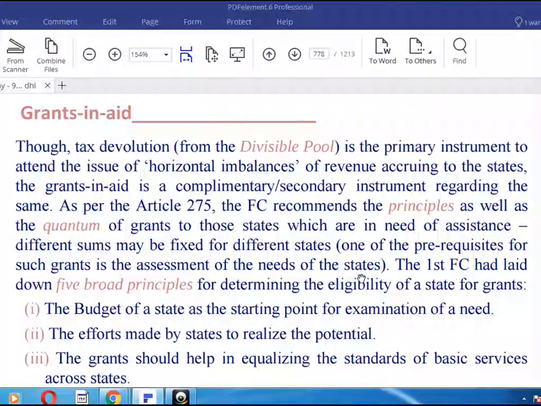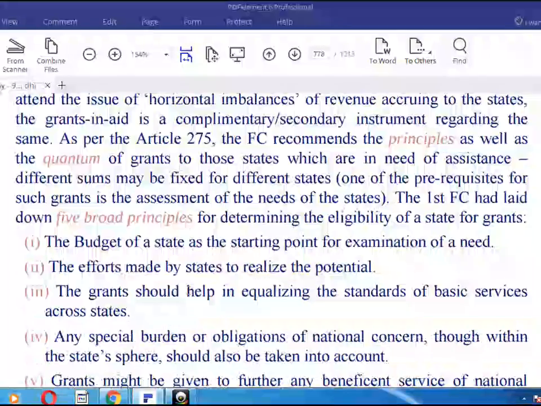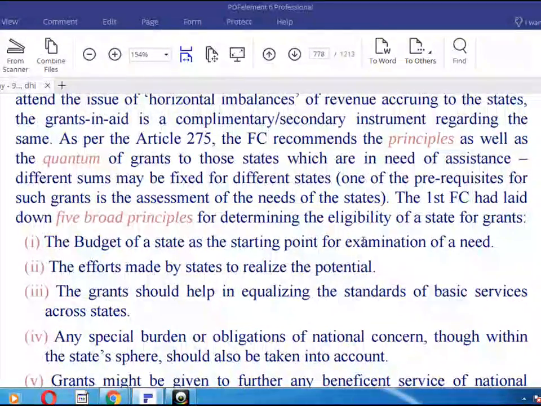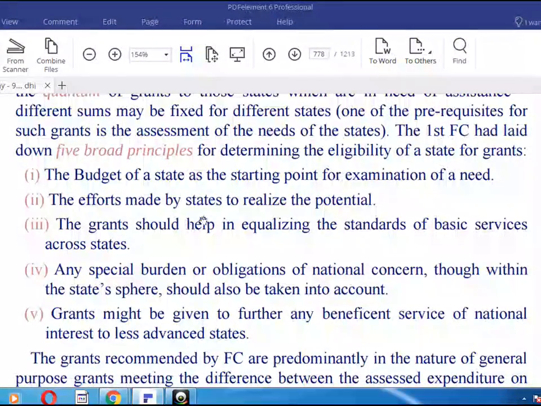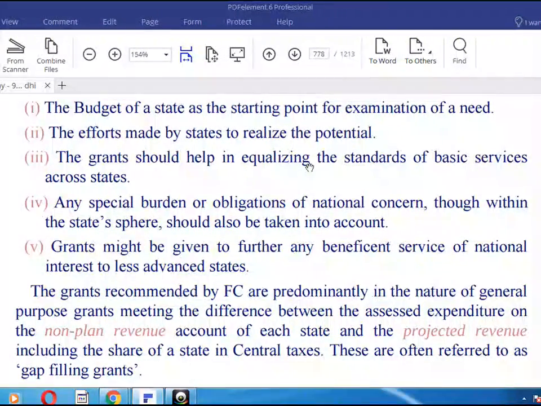The first Finance Commission laid down five broad principles for determining the eligibility of a state for grants. The budget of a state as the starting point for examining its need. The efforts made by various states to realize their potential. The grants should have the equalizing standards of basic services across the states. Any special burden or obligations of national concern within the state's share should also be taken into account. Grants might be given to further any benefits or services of national interest in less advanced states.